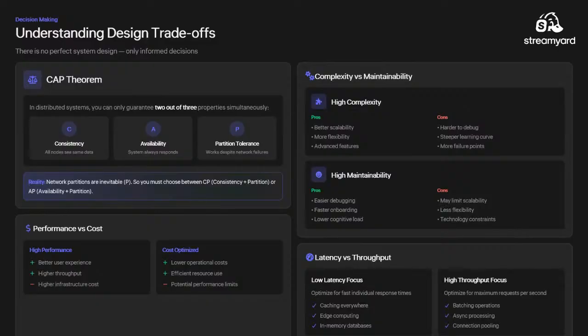Latency versus throughput. Latency is, for one instance or one user, how soon it gets processed end to end. Throughput is how many users are using the system, and overall, at the system level, how fast you are getting results. So you need to manage latency and throughput. Sometimes you prioritize throughput for system-level performance.